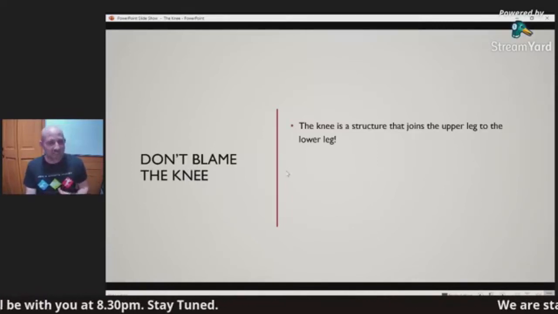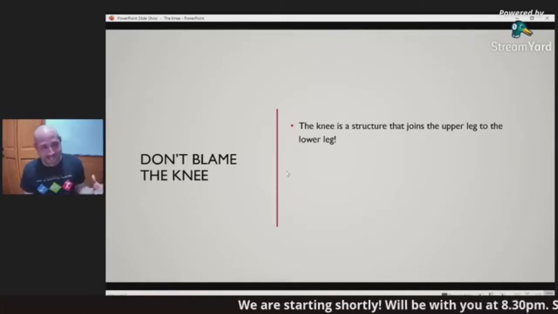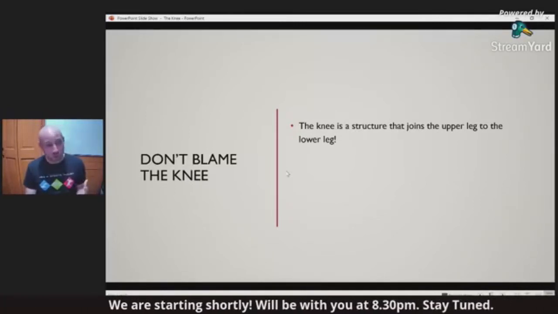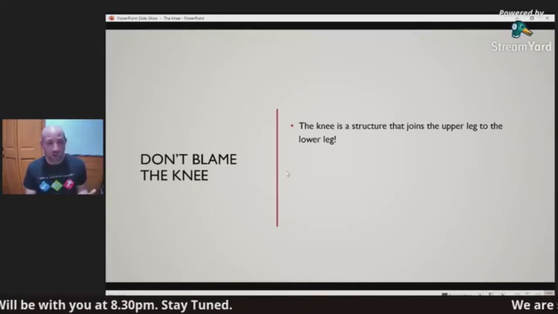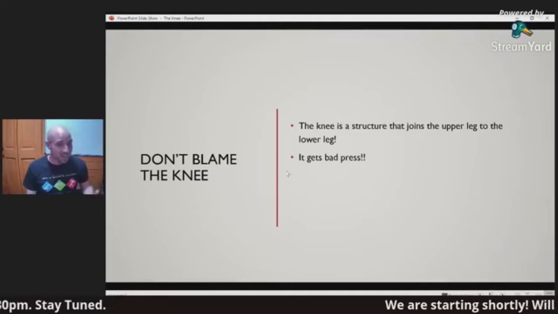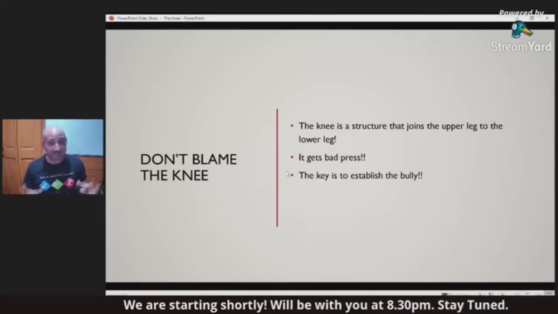But essentially, as I've alluded to, don't blame the knee. If you missed the start, I was saying that the knee receives all this bad press. I feel sorry for the knee. It's a joint that gets blamed for everything. But actually, it's a structure in the middle of our lower leg that gets beaten up and gets all this bad press. But what we need to understand is the bully.